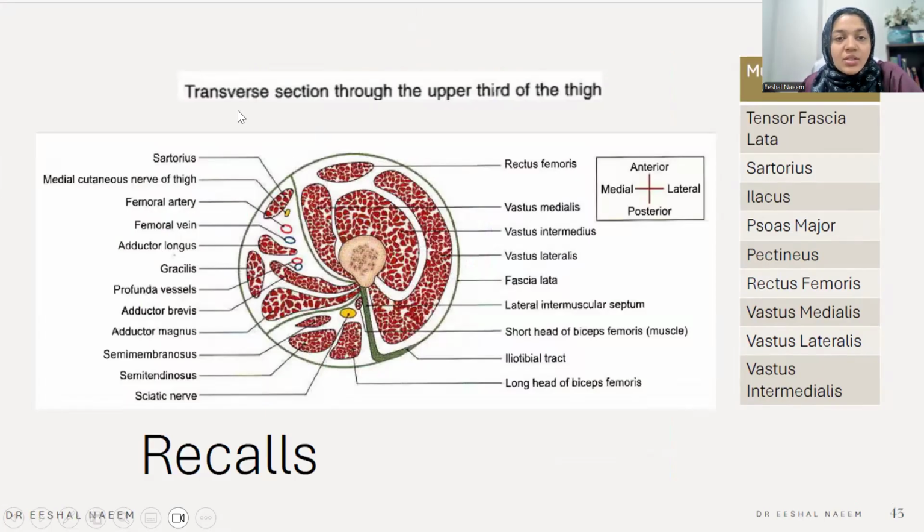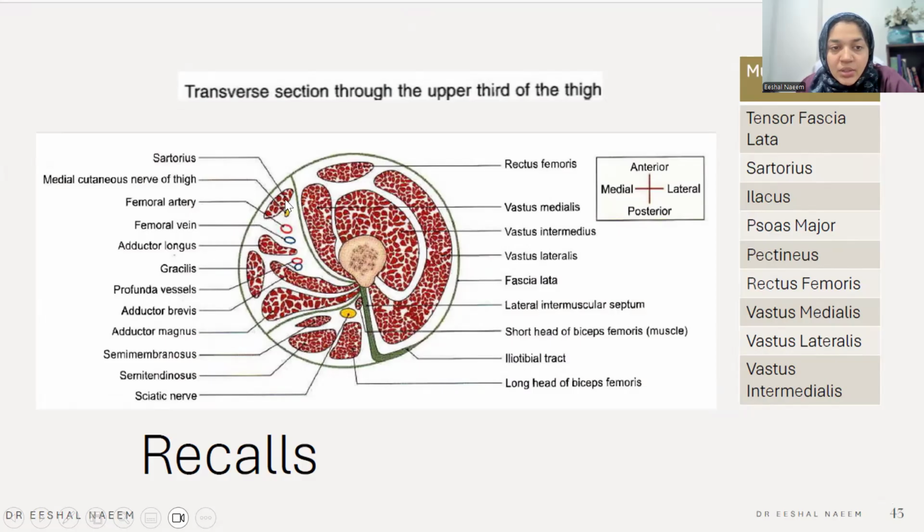Here we can see a transverse section through the upper third of the thigh. This is the anterior area, so this is the rectus femoris, the most anterior muscle. This is your femur. Which muscle is this, guys? The vastus lateralis, then the vastus intermedius, and this is the vastus medialis. Here, this is your iliotibial tract. The iliotibial tract is made from the fascia lata, the tensor fascia lata, and also some of the fibers of the gluteus maximus. This is the lateral intramuscular septum. This is the medial intramuscular septum. This is the sartorius. Here they have put the sartorius in somewhat the medial area of the upper thigh.